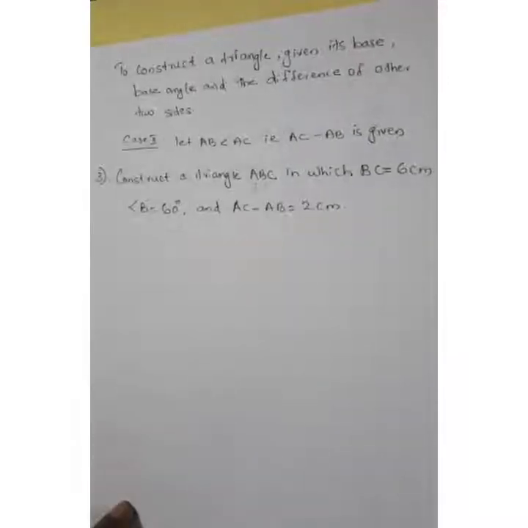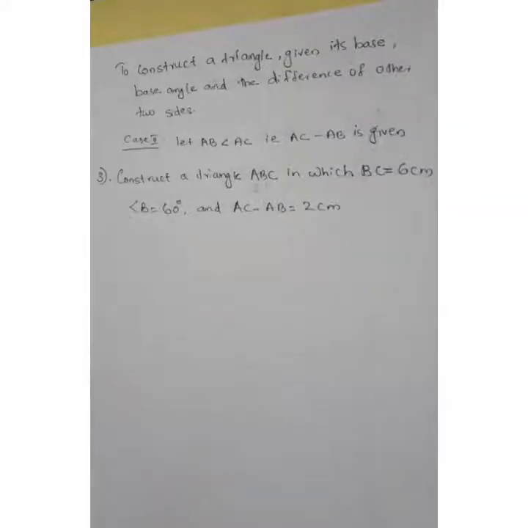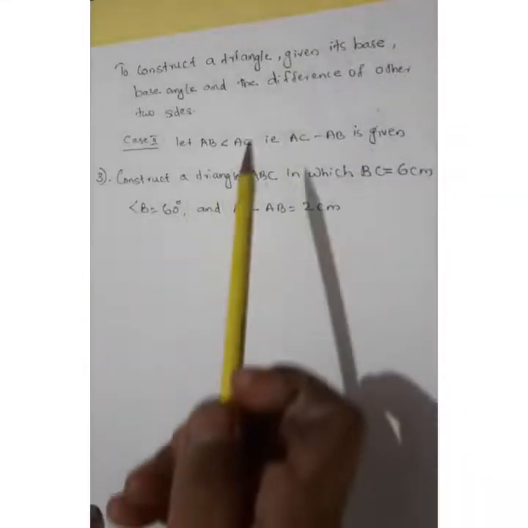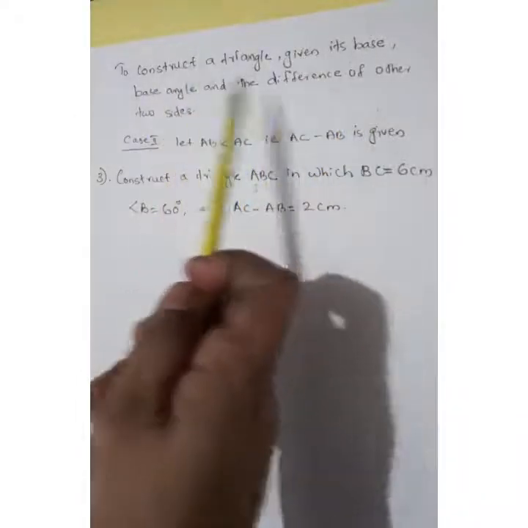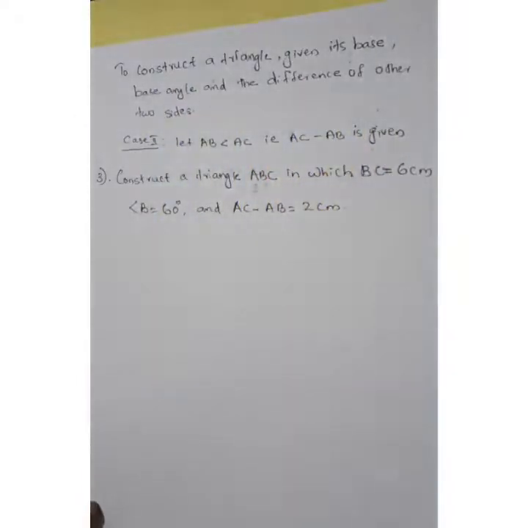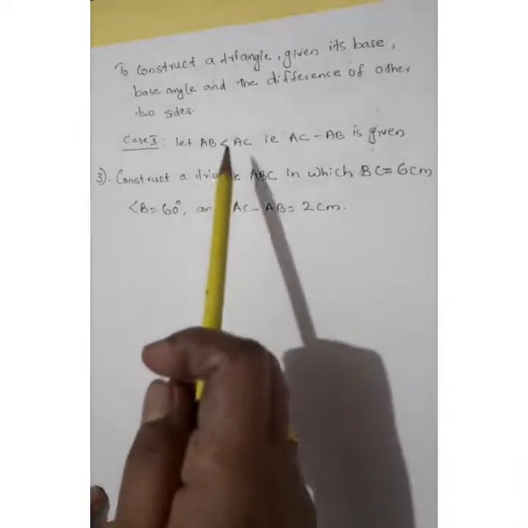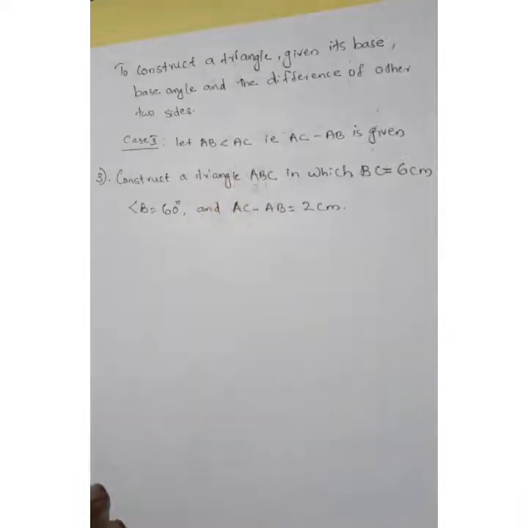Now, in that second type, case 2. Second type is which type? That is to construct a triangle given its base angle and the difference of other two sides. In that first case is over, that is AB greater than AC. That is over. Now AB less than AC.